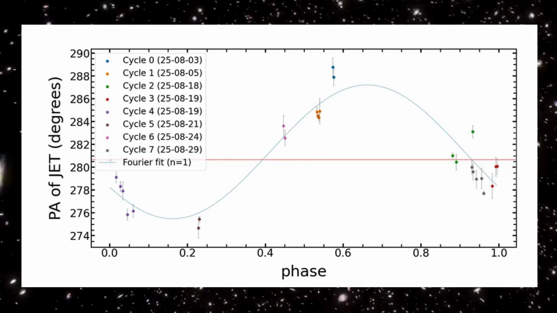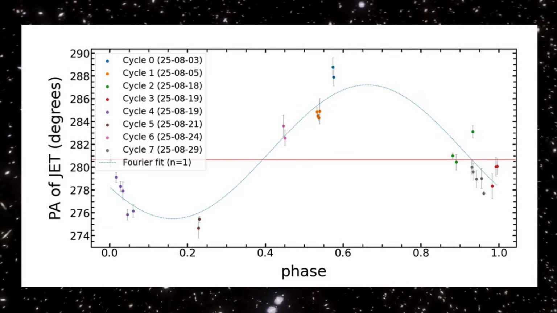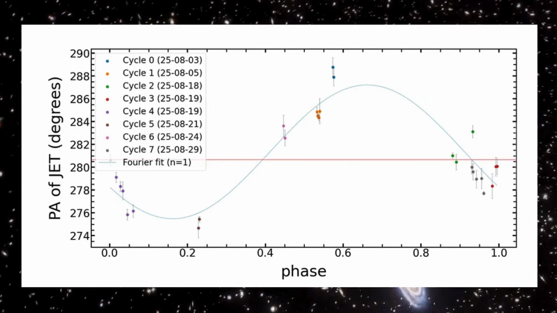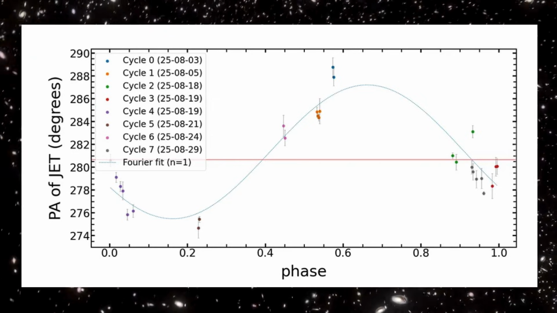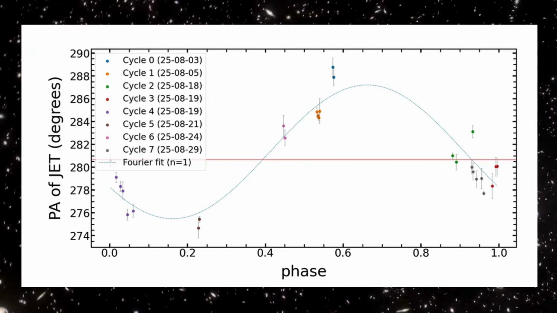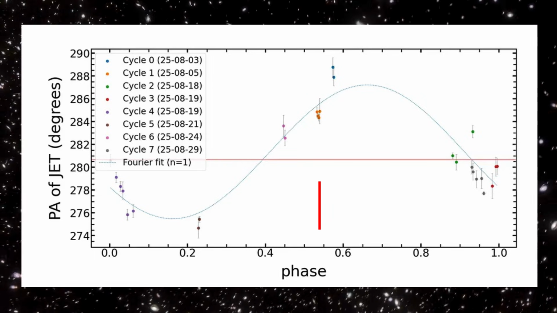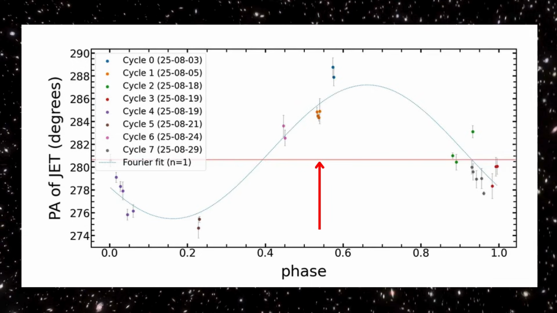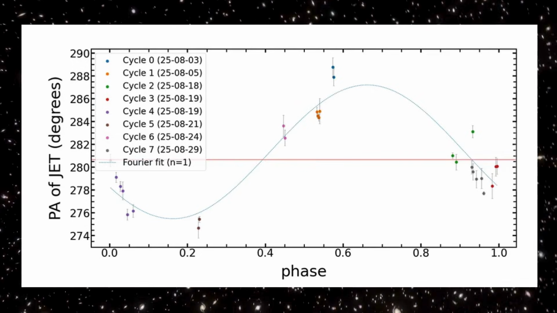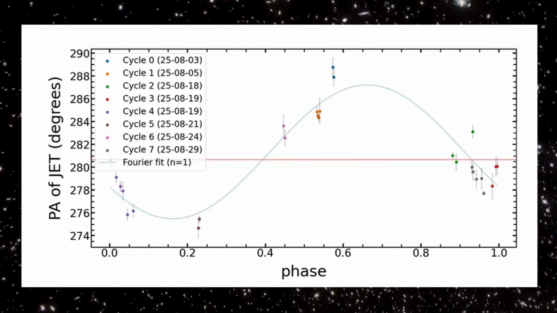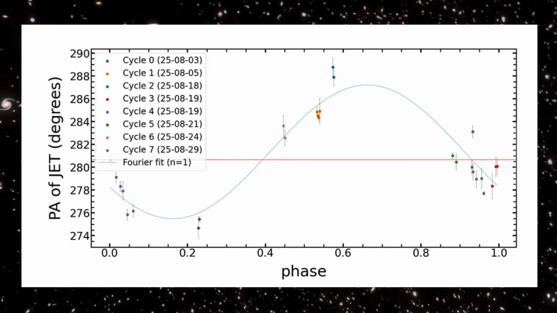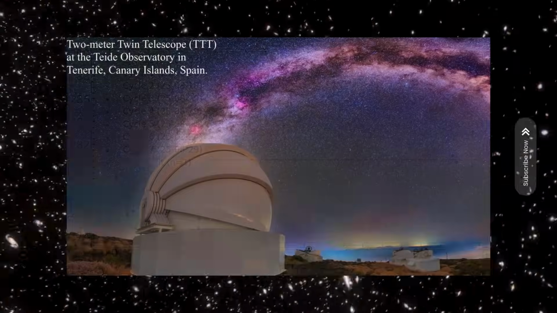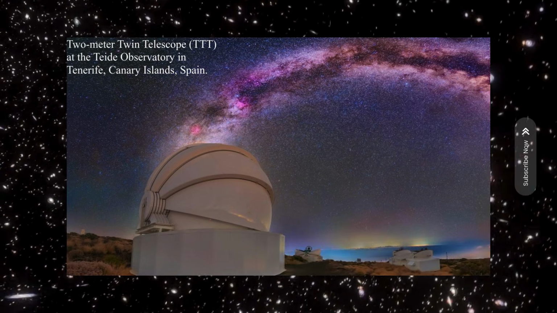From this pattern, scientists calculate that the jet completes a wobble every 7.74 hours, which implies that the object rotates fully roughly every 15 hours. The horizontal red line on the graph represents the mean position of the anti-tail. In simple terms, it shows the orientation of the rotation axis as seen from Earth, essentially how the object spins in space. All of these observations were made using the 2-meter Twin Telescope, or TTT.